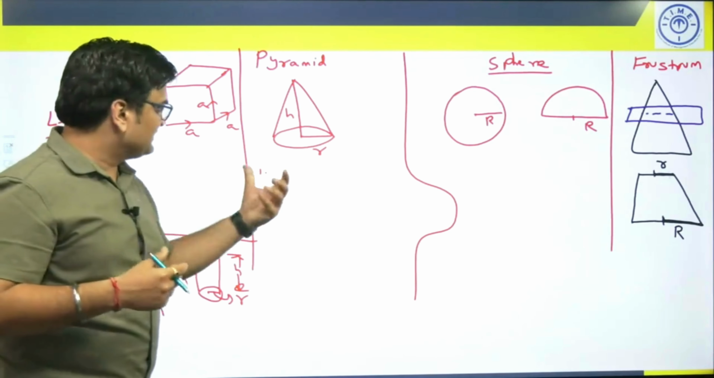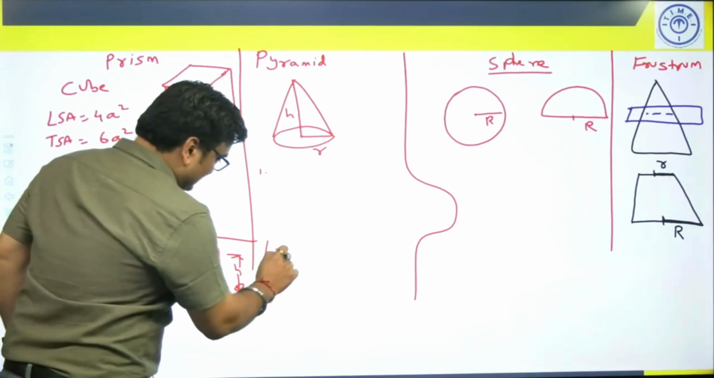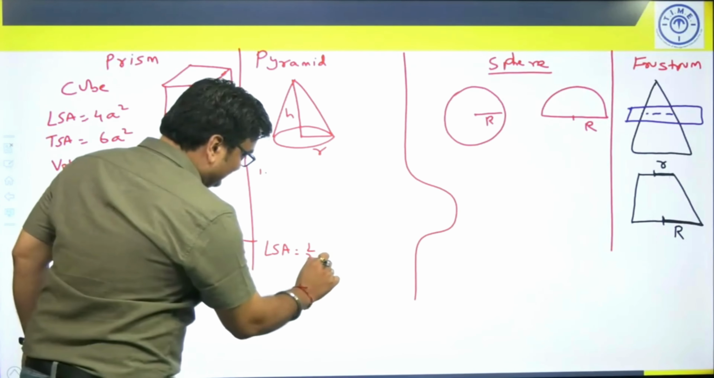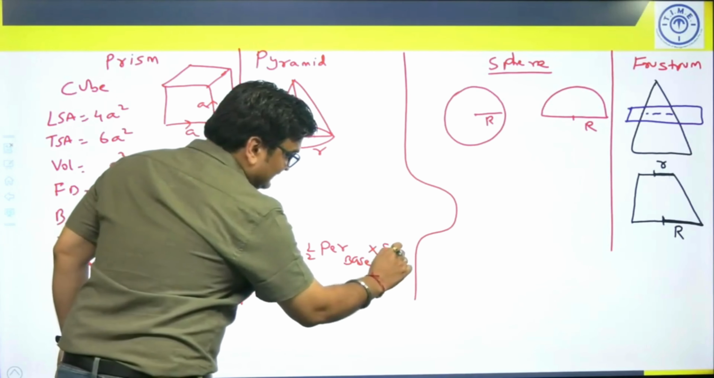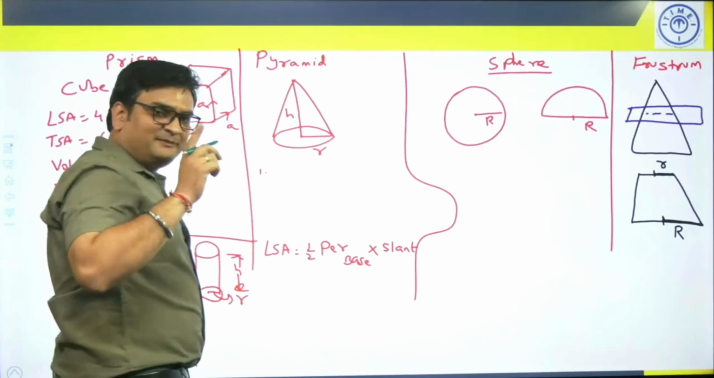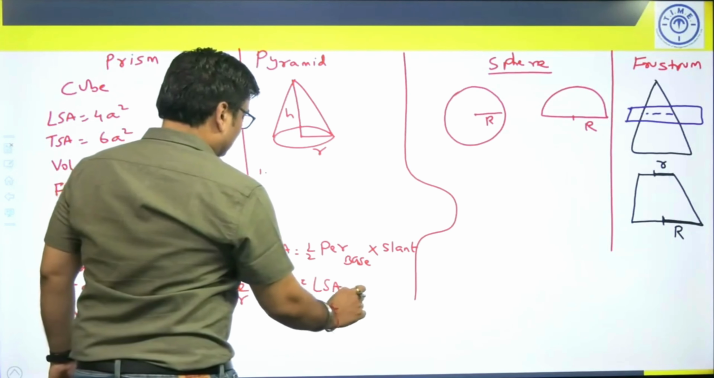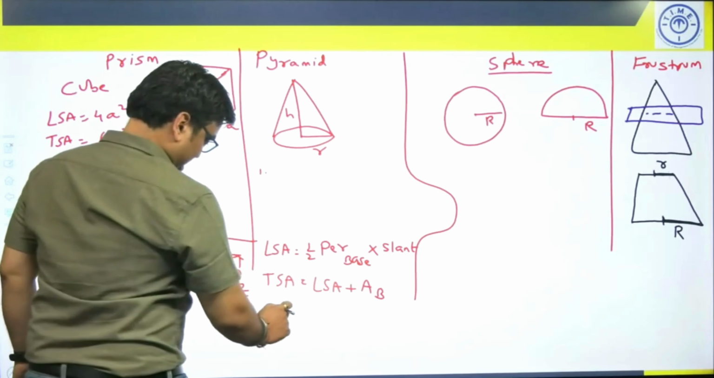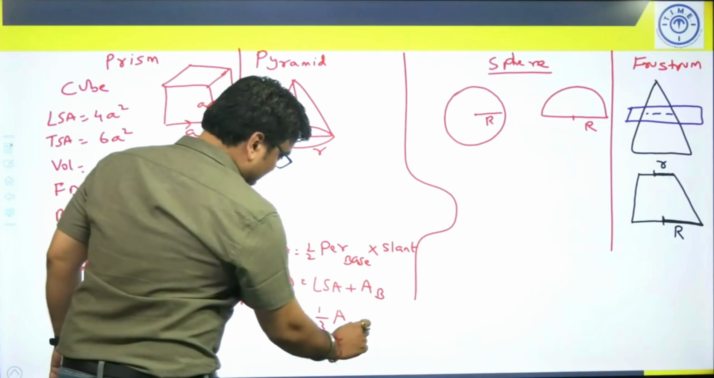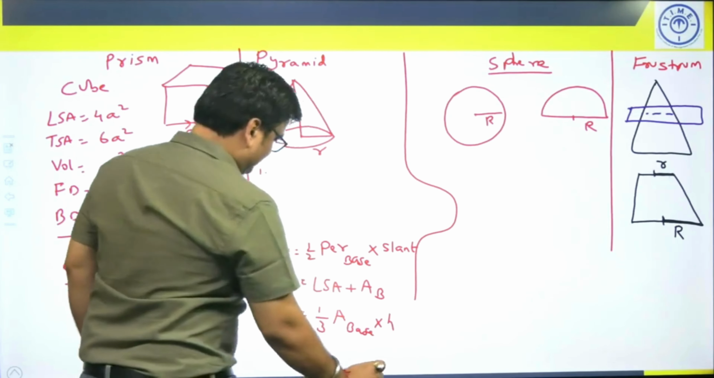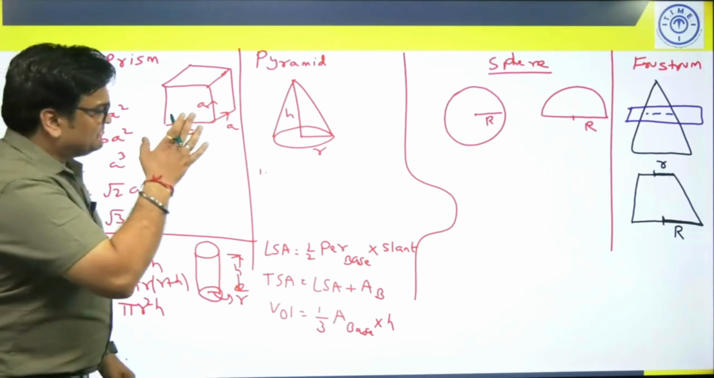So first, the curved surface area in the case of a pyramid. Before I share the formula for the cone, let me share the general formula. Lateral surface area in the case of a pyramid is given as half perimeter of the base into slant height, not the perpendicular height but the slant height. Total surface area is LSA plus area of the base. Volume is 1/3 area of the base into height h. So these are the general formulae that you have for pyramids.